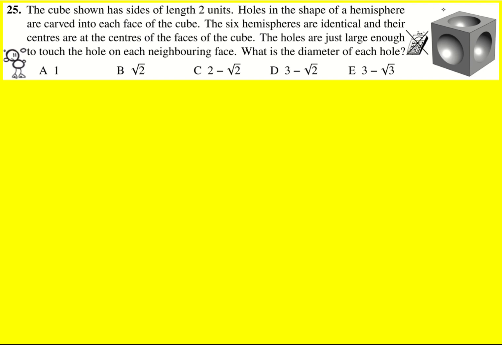Really tough question, trying to think about a 3D solid and what is going on inside it. How can we work out the diameter of each of these holes? Well, what we need to do is think about a cross section through like this. I'm going to try and draw that now.